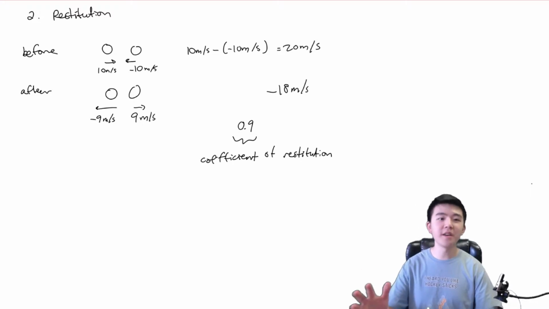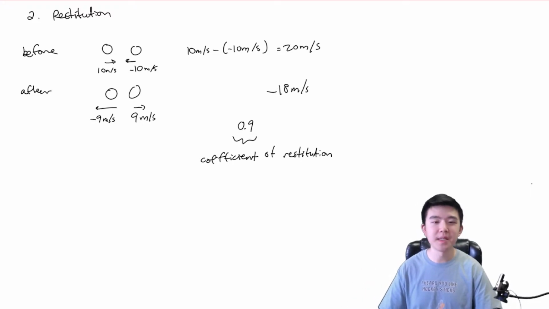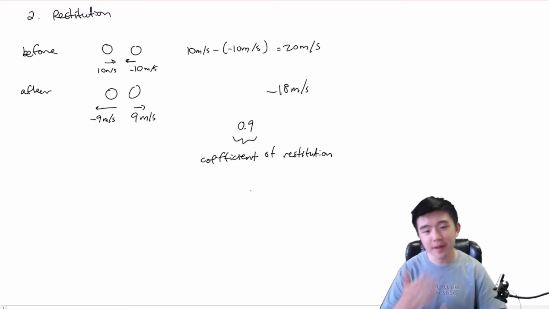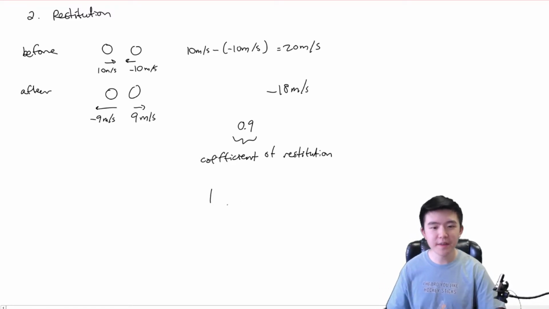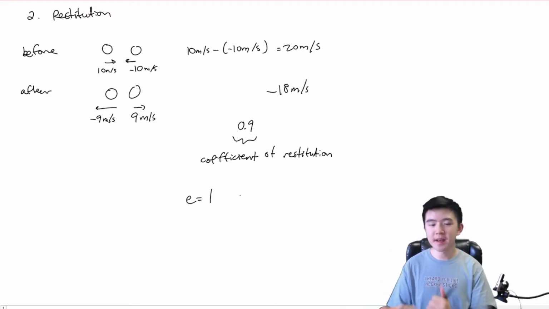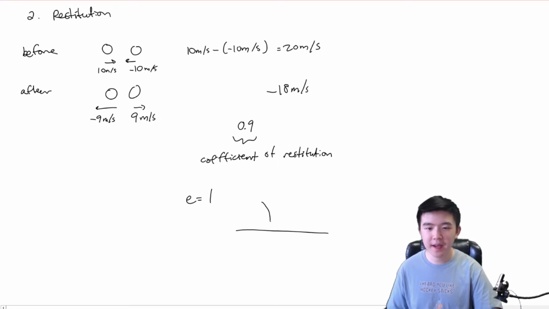Now, there's no law in physics that describes the restitution of a collision, but this is just a way for us to parameterize the bounciness of the collision. So if the restitution was 1, the collision would be very bouncy because the relative speed would be the same. It would be like a bouncy ball hitting the ground and then bouncing back up to the same height.